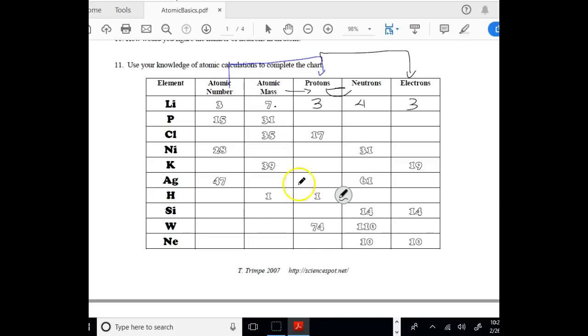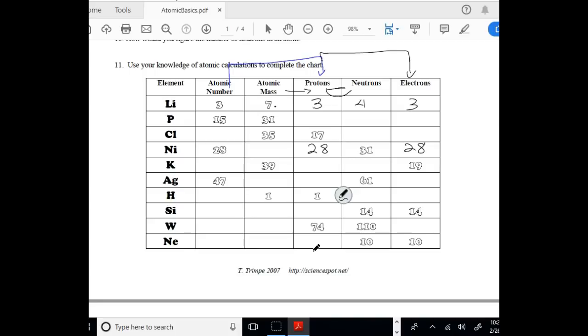Now let's flip it. I'm going to do this one on nickel. Ni for nickel. If my atomic number is 28, how many protons do I have? The smart ones already said it must be 28 because they must be the same. If my protons are 28, then my electrons must also be 28. Life is just that good.